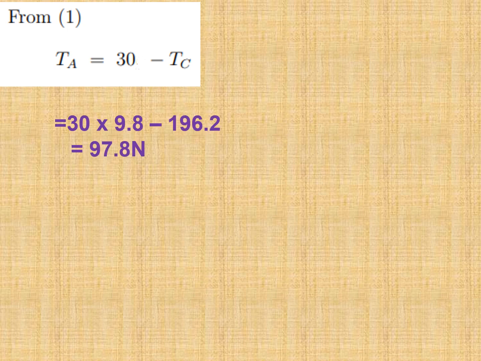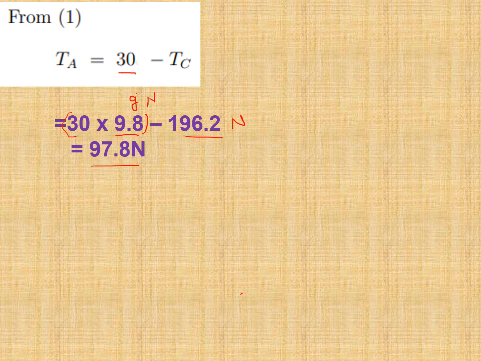We'll be getting this equation: TA 30 minus TC. Converting this part, the 30 mass multiplied by g, that is 9.8, gives the force in Newton as usual. So minus 196.2, that is also in Newton. So the final answer is 13 times 9.8 minus 196.2. The final answer will be 97.8 Newton. This is the final result or conclusion.